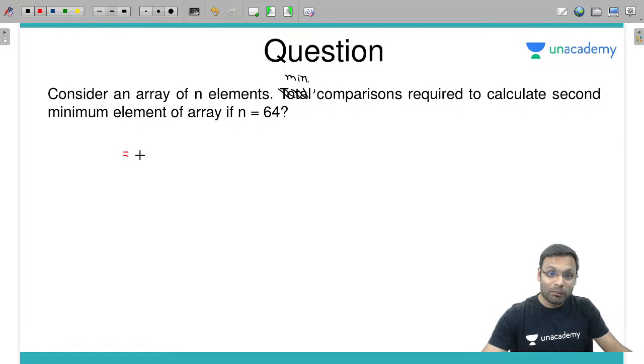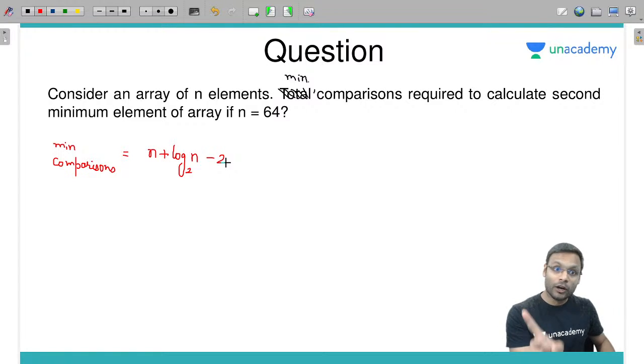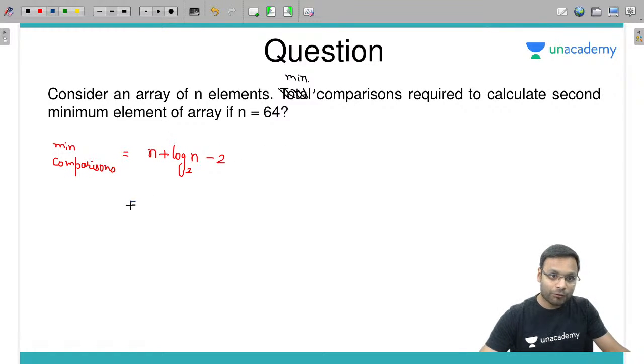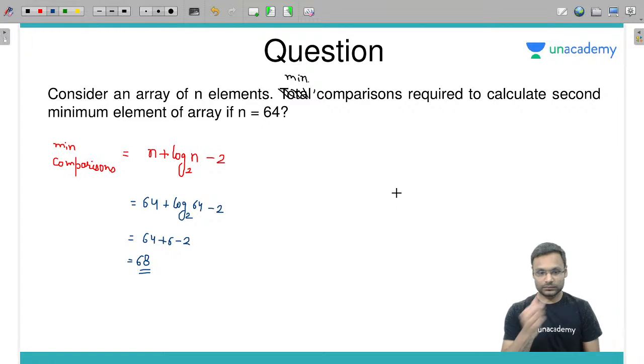व्हाट इज द आंसर? नंबर ऑफ कंपैरिजंस, मिनिमम नंबर ऑफ कंपैरिजंस टू फाइंड आउट सेकंड मिनिमम इज दिस मच, n प्लस log of n minus 2. n minus 1 for finding minimum, log n minus 1 for finding second minimum. Answer is n plus log n minus 2. So value of n is 64 plus log of 64 base 2 minus 2. How much it is? 64 plus 6 minus 2. Answer is 68. That is the answer.